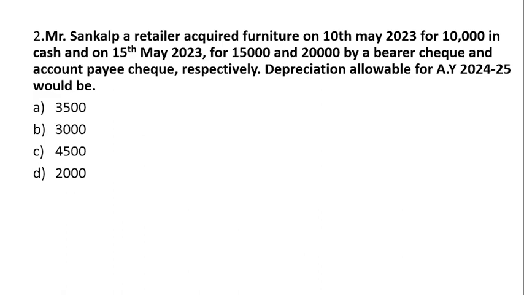The next question. Mr. Sankal, a retailer, acquired furniture on 10th May 2023 for 10,000 in cash, and on 15th May 2023 for 15,000 and 20,000, where 15,000 was paid by bearer cheque and 20,000 by account payee cheque, respectively.